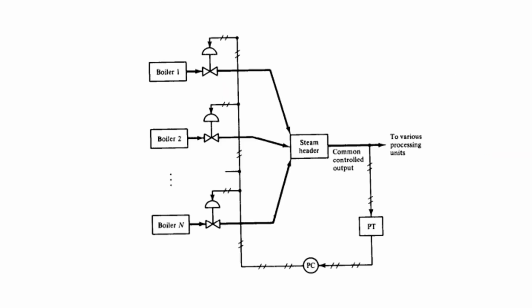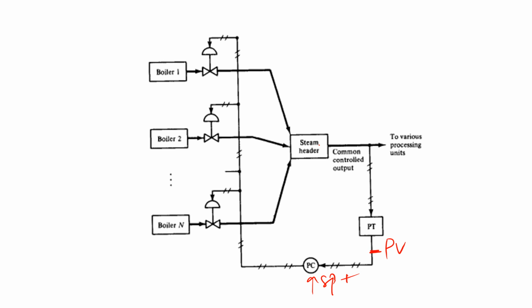One more example is this steam header. Here you have to maintain a particular pressure. That pressure is measured over here. So this is the current value of the process variable. And then here you have the set point. This is plus, this is minus. So it generates the error. Then that is given to the algorithm.